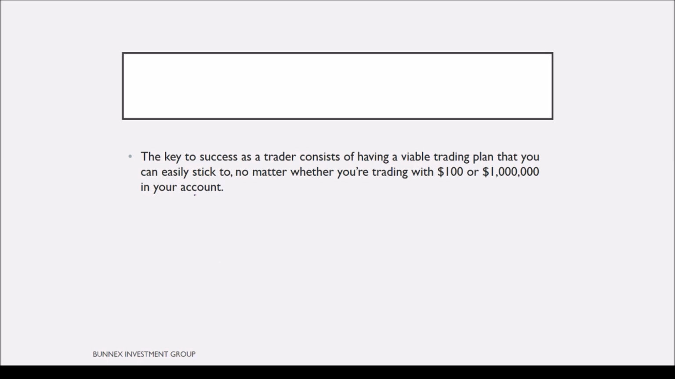So the key to success as a trader consists of having a viable trading plan that you can easily stick to no matter whether you are trading with $100 or $1 million in your account. So the trading plan is the small account business model that we are going to impart to you in this series.